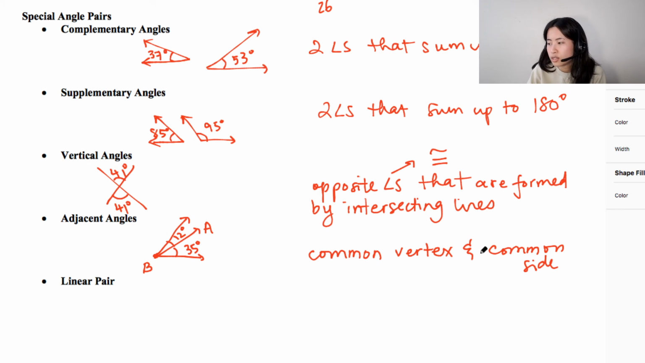Okay, so for linear pairs, this is a special case because it needs to be supplementary and at the same time it needs to be adjacent. So as you can see, the terminologies that I've listed are not really just grouped into one category. Sometimes they can overlap, which we're looking at right now, which is linear pairs.